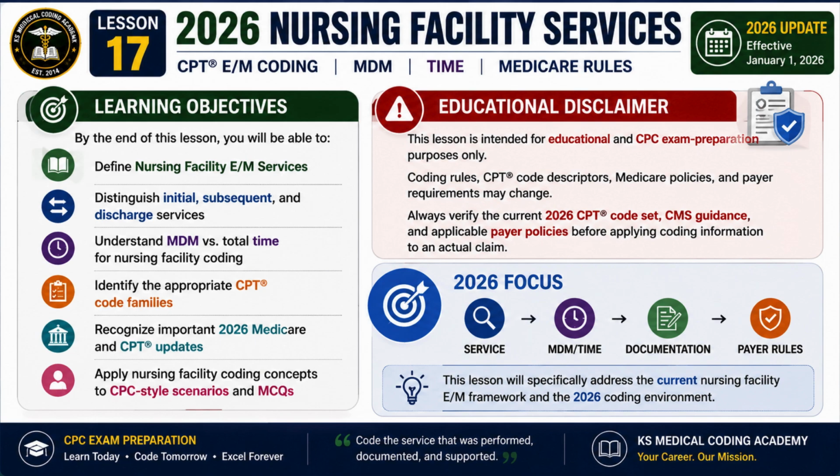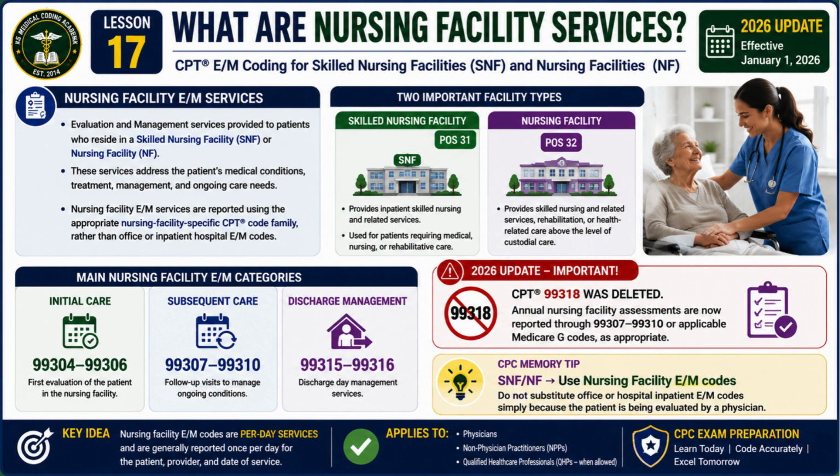With that foundation, let's begin by understanding what nursing facility services are and when these E/M codes are used. Now let's understand nursing facility E/M services. These are evaluation and management services provided to patients receiving care in a skilled nursing facility or nursing facility. The services focus on evaluating the patient's medical conditions, managing treatment, and addressing ongoing care needs. For CPC coding, remember that nursing facility services use their own E/M code families rather than office or hospital inpatient E/M codes. The major categories are: initial care, 99304 through 99306.